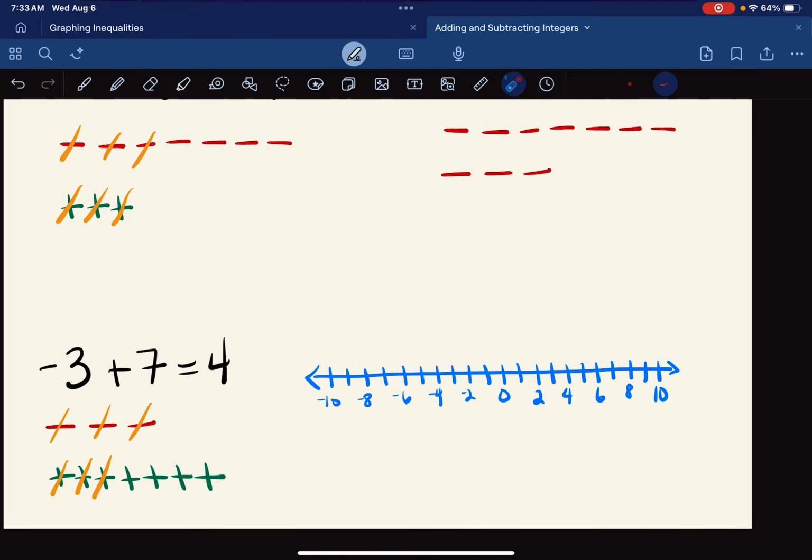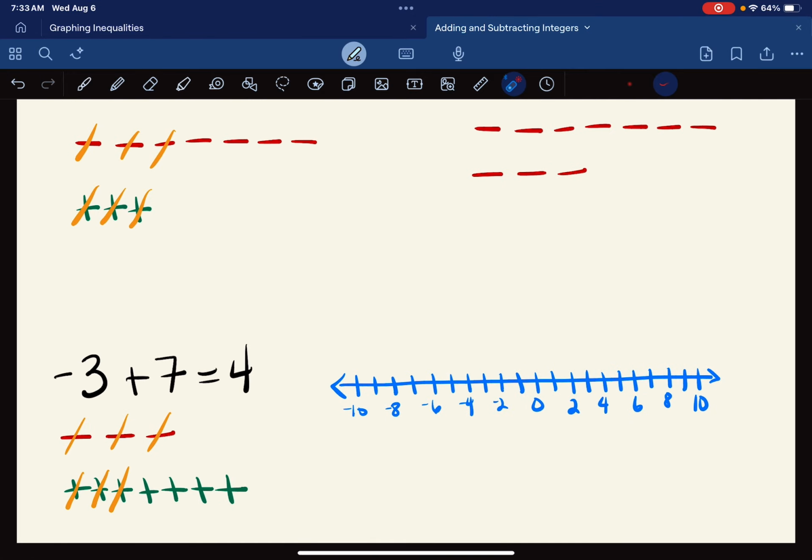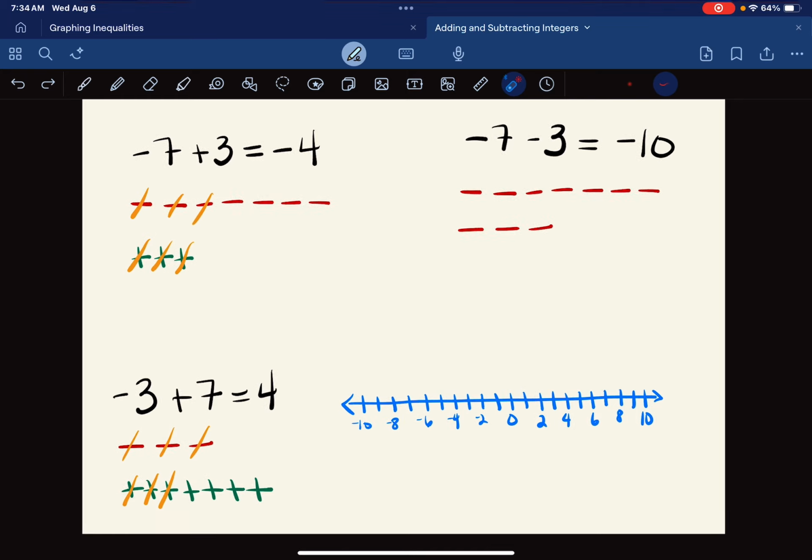Another way that we can think about this is on the number line. So let's just use this last example here. Negative 3 plus 7. If I start at negative 3 and I want to add 7, adding means we're moving in the positive direction. So if I start at negative 3 and I add 1, 2, 3, 4, 5, 6, 7, where did we end up? We ended up at positive 4, right?